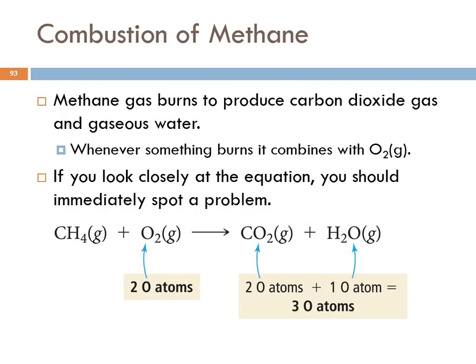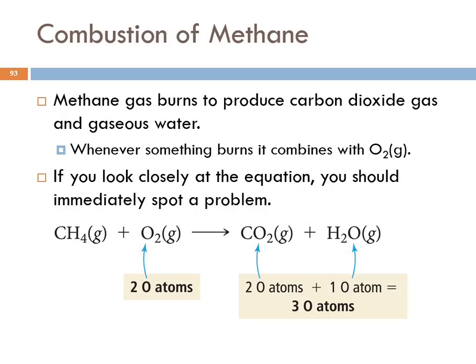Let's look at the combustion of methane. Methane is one of the main components of natural gas. And when it burns, it produces carbon dioxide and water in the gas state. It's helpful to remember that anytime something burns, it's going to combine with oxygen gas. Oxygen is one of those diatomic elements. So in a chemical equation, the formula is always O2.